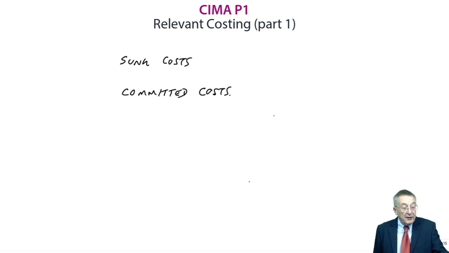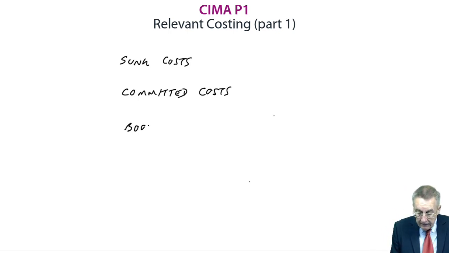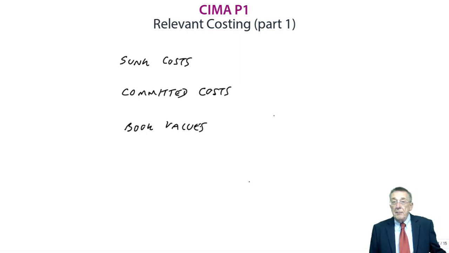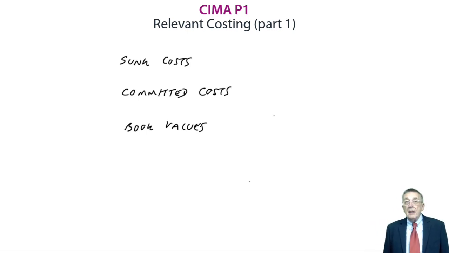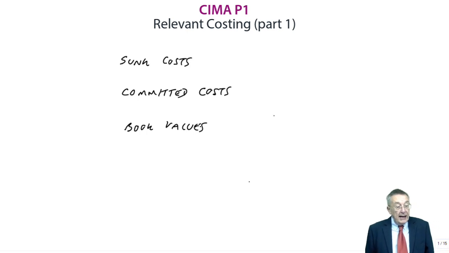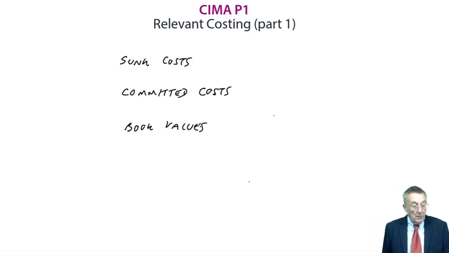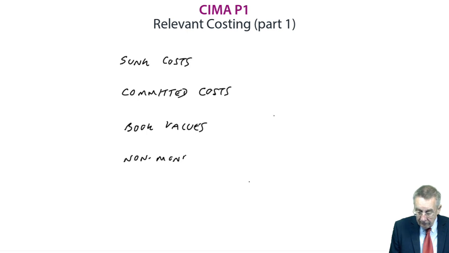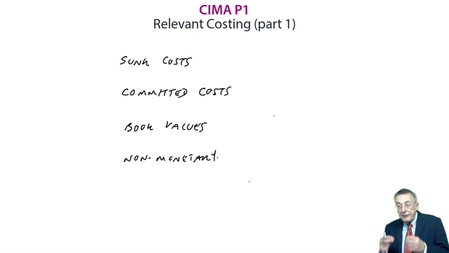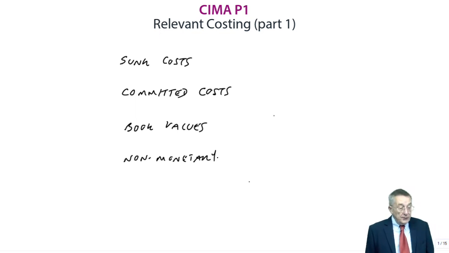Something else that's often mentioned in questions: book values or historic costs. Book values, the values of things in the statement of financial position, the balance sheet, or what we originally paid for things, are usually irrelevant. Book values are not genuine values of assets. And historic costs, if you've already paid money, are a bit like a sunk cost. And finally, non-monetary costs. I said on the previous page, we're interested in looking to see what future extra cash costs will be. So things like depreciation and amortization are not cash costs. We're not really interested in them.